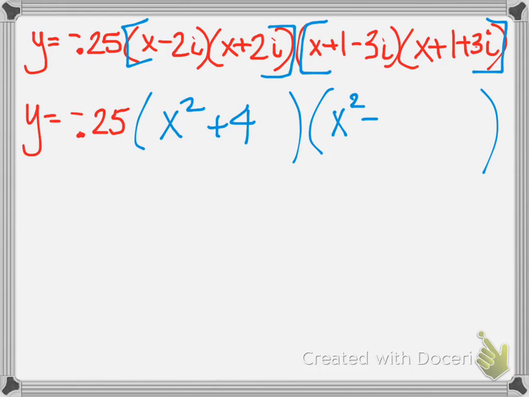x squared plus 2x plus 10. Okay. Last step to FOIL. We have these two parentheses that are now left. So I'm going to have x squared plus 4 and x squared plus 2x plus 10.